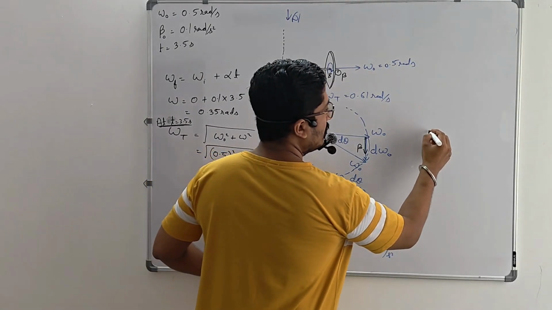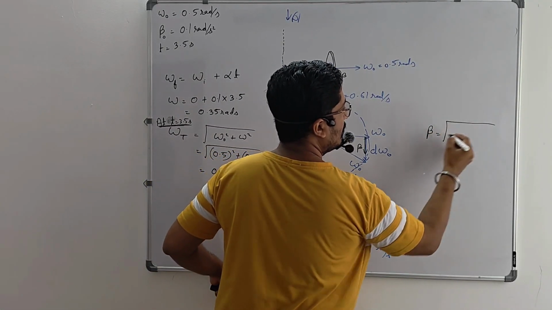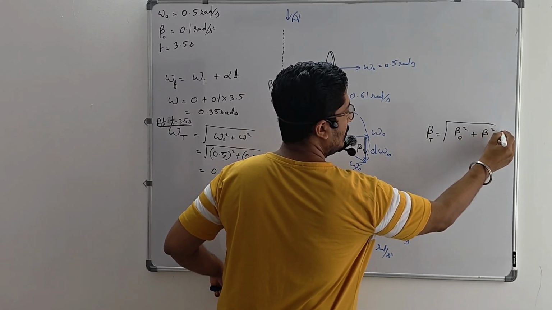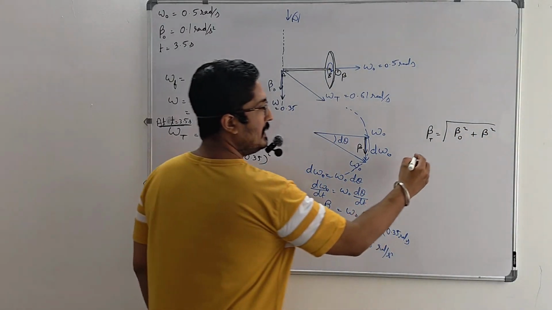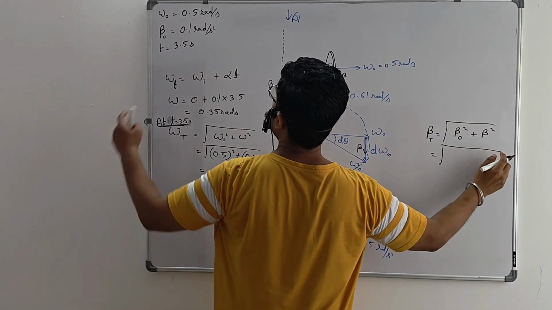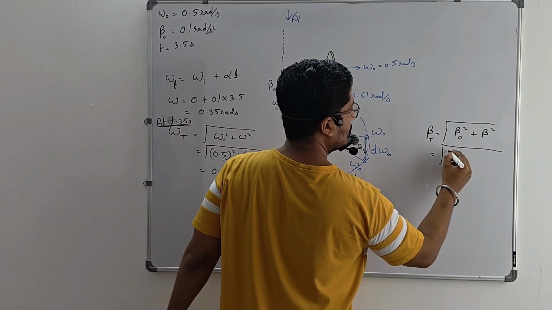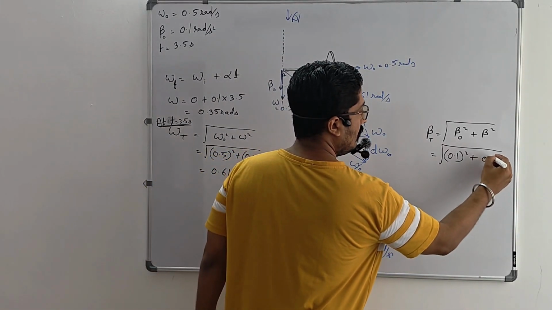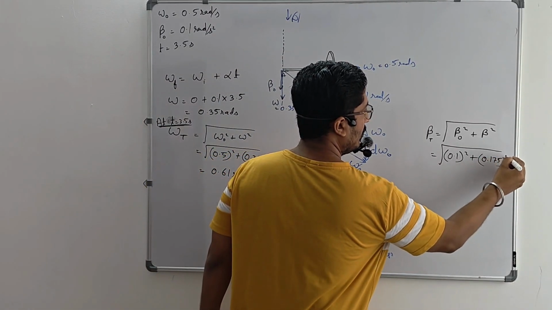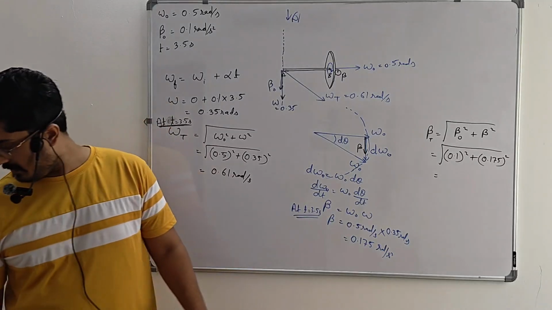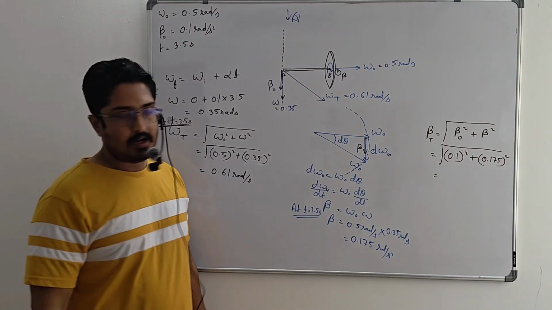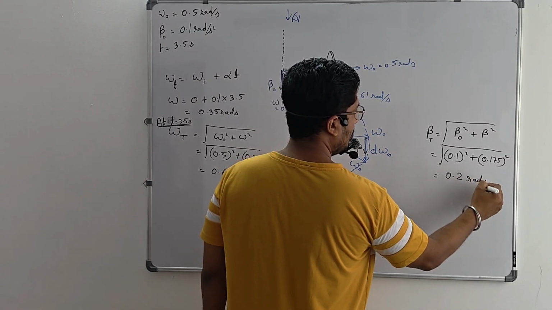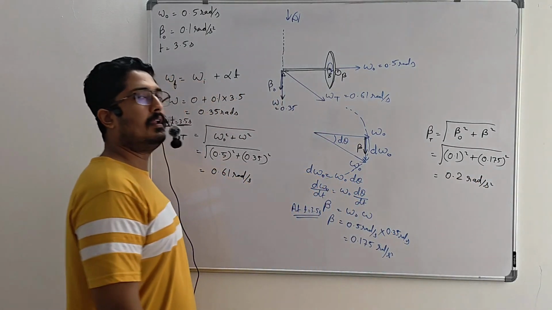If you're interested in finding the total beta, it will be nothing but beta total equals the square root of beta naught square plus beta square. That's it. So beta naught value, how much are we having? 0.1 square plus beta, how much did we find out? 0.175 square, and this value on calculation, how much are we getting? Roughly 0.2 radians per second square. Like this we'll get.